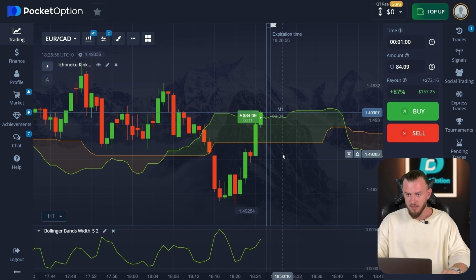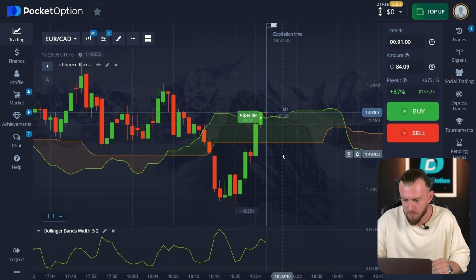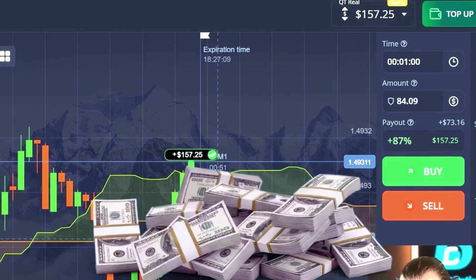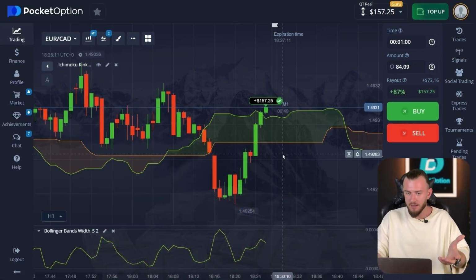Watch. The price is trying to break out of the Ichimoku cloud. The green line indicates that buyers do not want to linger at this price level. That's why we open such a position. It closes perfectly where we need it, breaking through nicely. 157 on the balance. Wonderful.